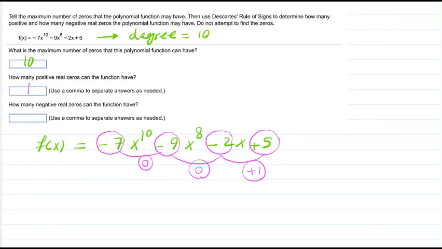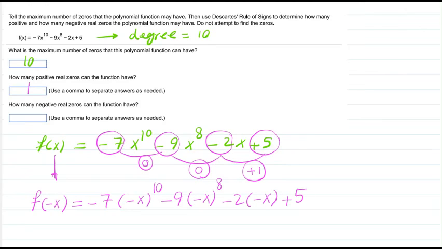by Descartes' rule. How many negative real zeros can the function have? Again, by Descartes' rule, first of all, we calculate f of negative x. This is f of x, so instead of x, I plug negative x. It becomes negative 7 times negative x to power 10 minus 9 times negative x to power 8 minus 2 times negative x plus 5.